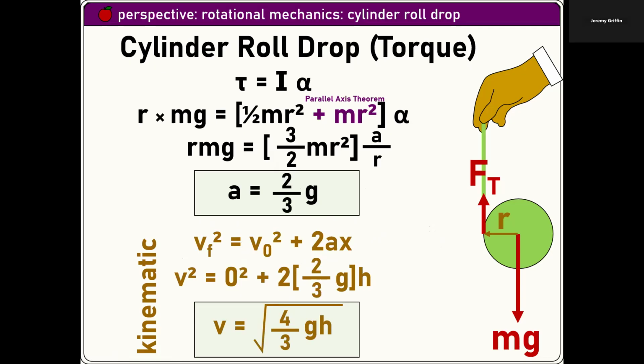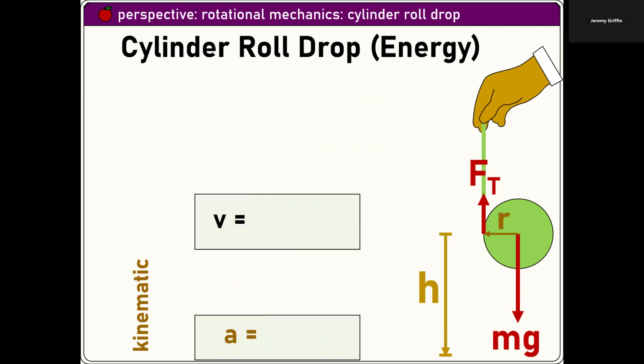Now I have to go kind of fast here because I want you to just see the big picture on this one. The next slide is the same scenario, but we're going to address that specific question first: how fast as a function of time falling, with conservation of energy? And then we'll use kinematics to solve for acceleration later. So it's kind of backwards.